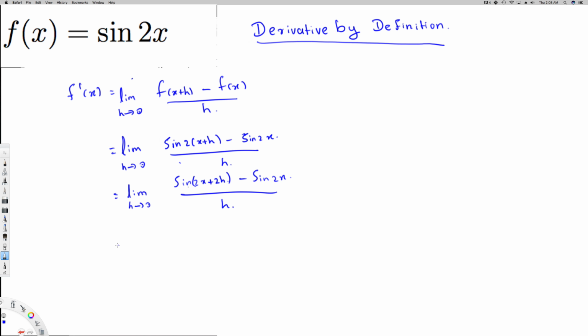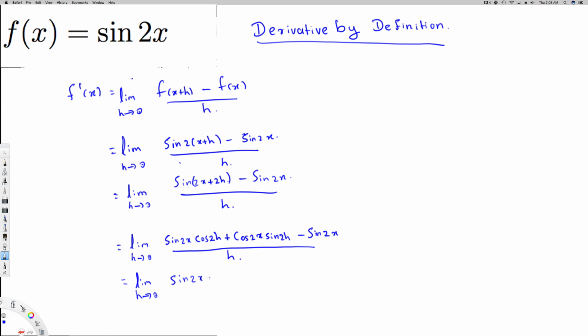I can expand this using the general expansion of addition of sines: sine 2x cos 2h plus cos 2x sine 2h, and minus sine 2x over h. Then, to find common things, I can bring this sine 2x near to this sine 2x so I can factor it. So it's going to be the limit as h approaches 0 of sine 2x cos 2h minus sine 2x plus cos 2x sine 2h over h.